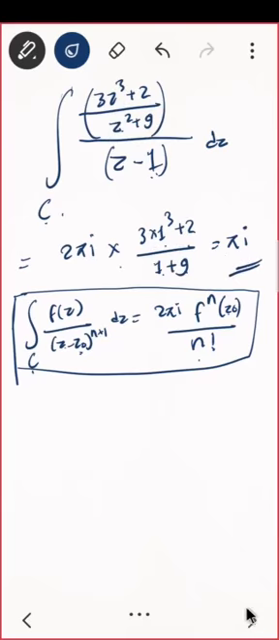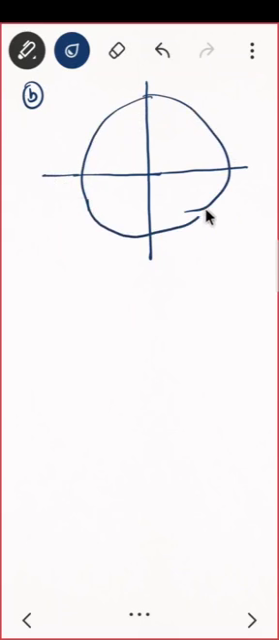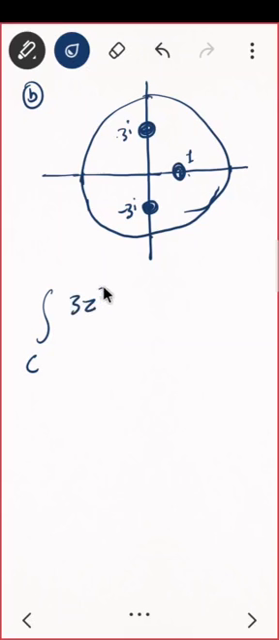Now in the second case, this is my region, that is mod z equal to 4. So that means it is a circle with center 0 and radius 4. Correct? So do you see all the singularities? 1, 3i and minus 3i, everybody lies inside your contour. So in this question, all of them are a problem for me. So how will you do it? Can I use Cauchy integral formula here? Because in Cauchy integral formula, we can deal with one singularity at a time.